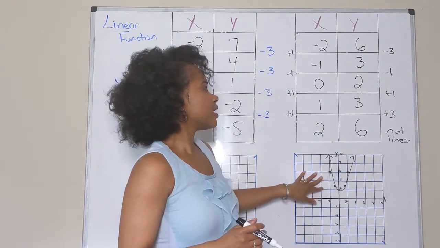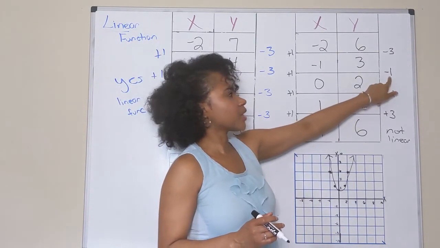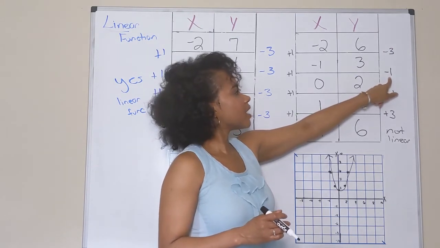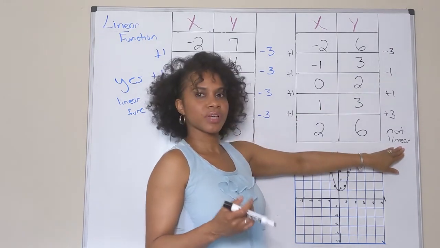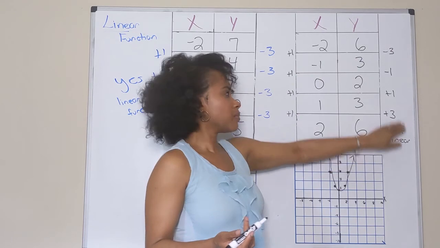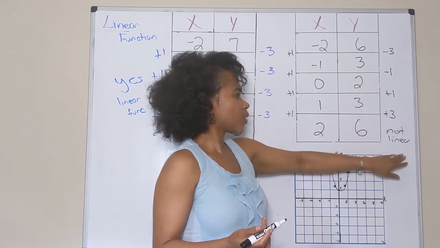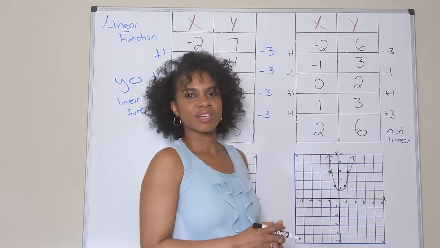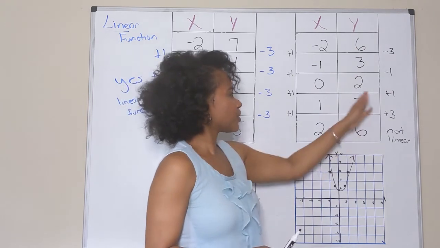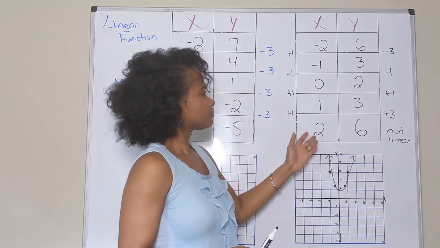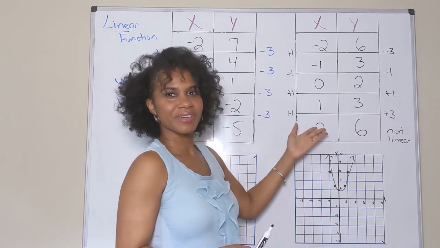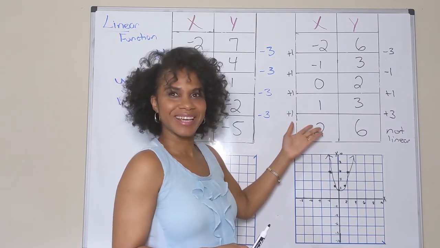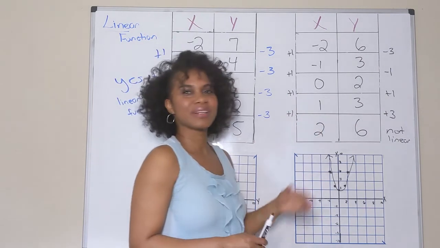so it is not a linear function. And honestly, I could have stopped right here when I saw that this was not constant, I could have made the conclusion that this is not a linear function, but just to show you even more why it is not a linear function, you could keep going. All right, so now we've shown that this table here does not show a linear function.